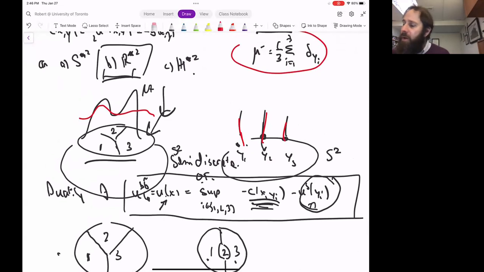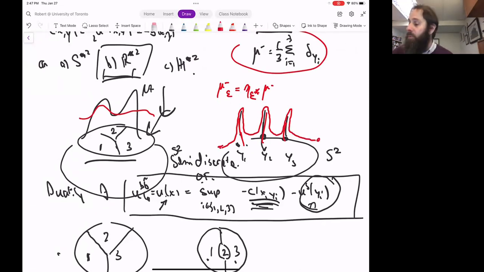And I say, okay, that's not a problem. Let's mollify it. Let's define mu minus epsilon to be your favorite mollifier convolved with mu minus. So I've taken this very singular thing and made it into a smooth thing that has three big bumps focused very near the singularities. Now mu minus epsilon at least is bounded away from 0 and infinity and smooth on this target region.